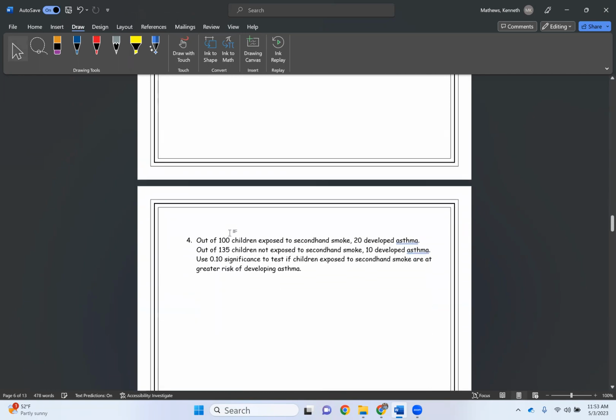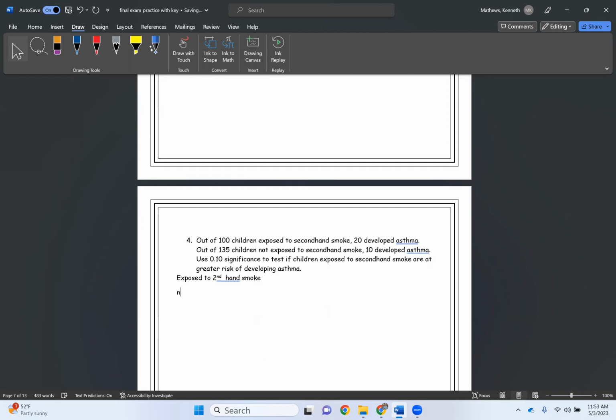All right, number 4. Out of 100 children exposed to secondhand smoke, 20 developed asthma. Out of 135 children not exposed to secondhand smoke, 10 developed asthma. Use a 0.10 significance test if children exposed to secondhand smoke are at greater risk of developing asthma. So we're comparing two proportions. So we're going to have P1 and P2. The first is going to be exposed to secondhand smoke.